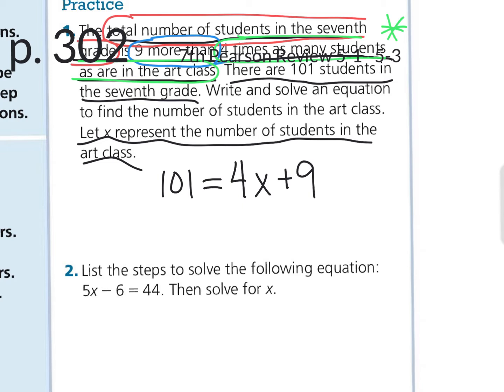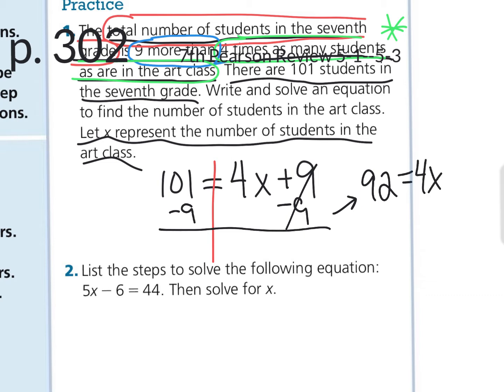And we're going to go ahead and solve this equation then. So over with the variable, they're adding 9, so we can subtract 9 on both sides. And then they're multiplying by 4, so we can divide by 4. And when you work that out, you get 23.